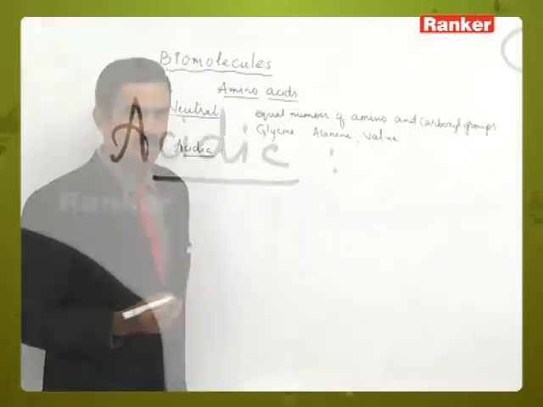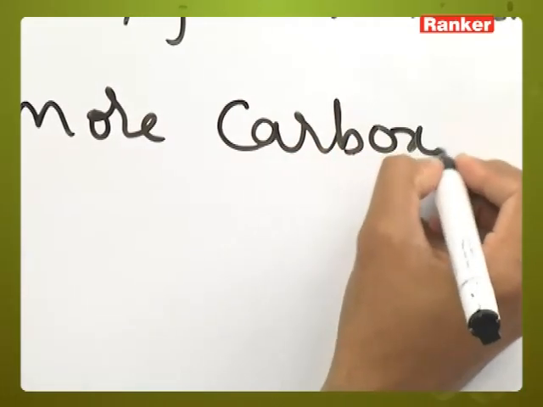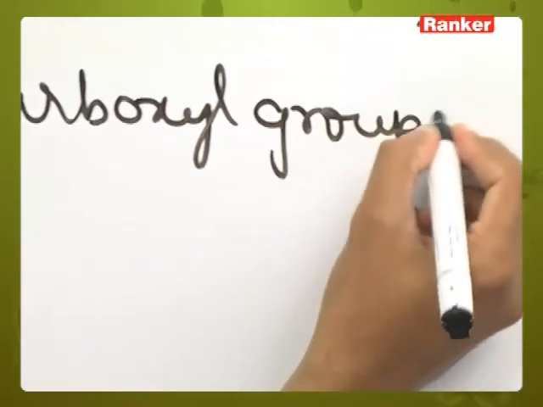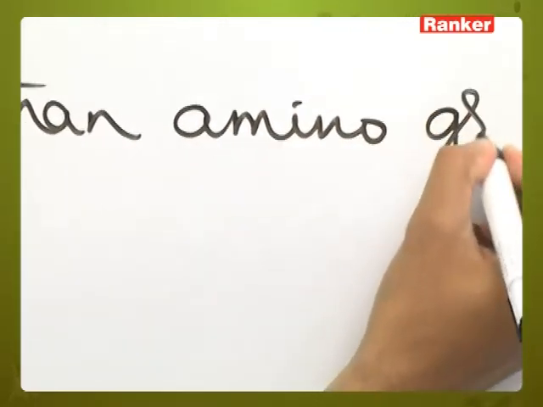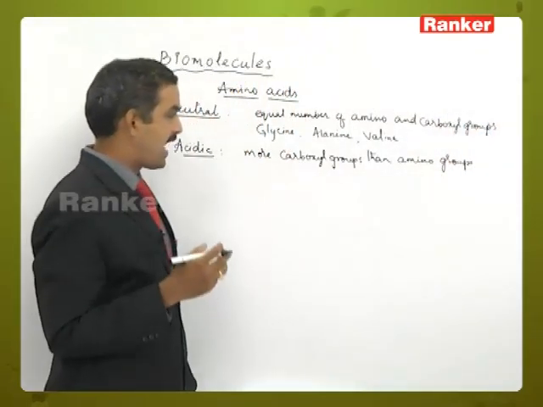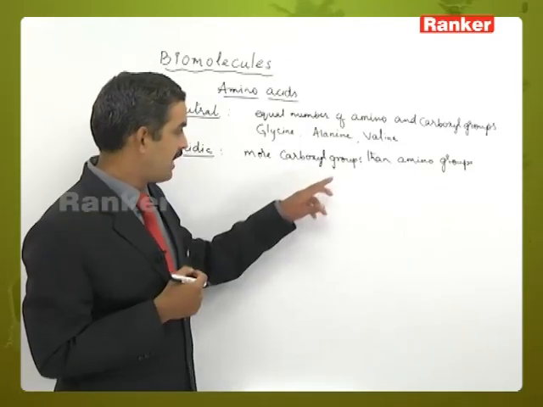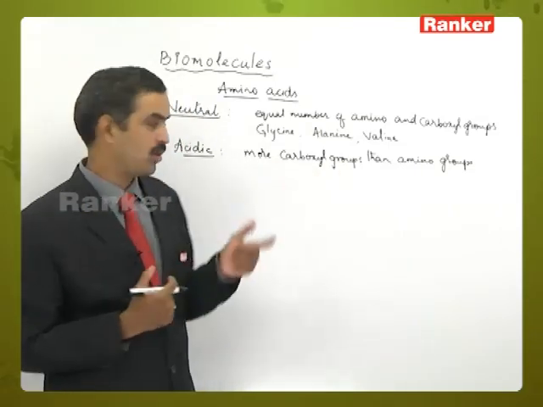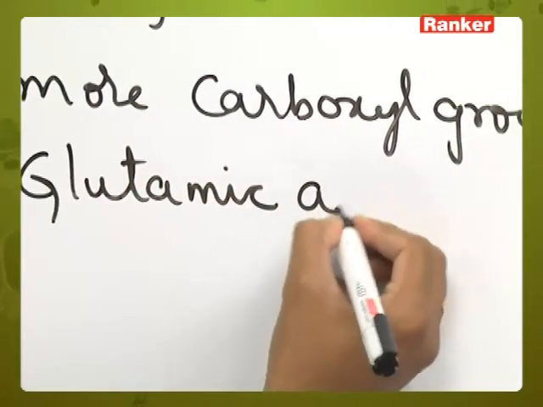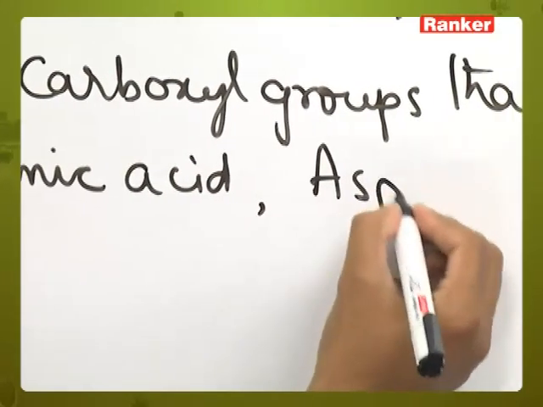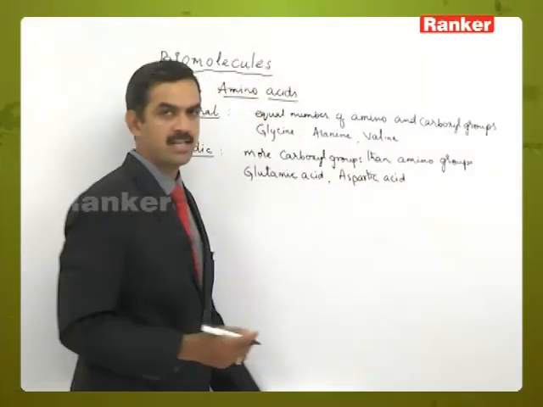Then acidic amino acids. Acidic amino acids are those which contain more carboxyl groups than amino groups. Because of the amino nature, the alkaline nature shows, and because of the carboxyl group, the acidic nature will be more. So here glutamic acid and aspartic acid are some of the examples.